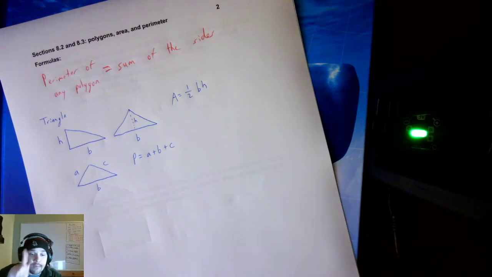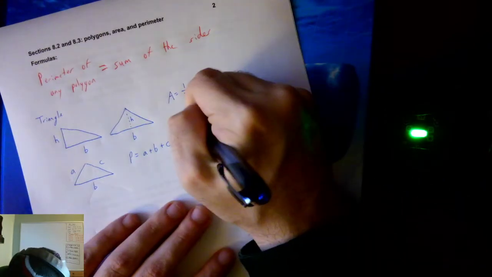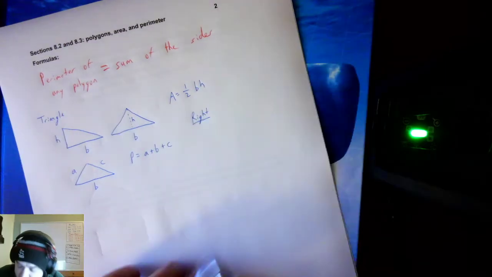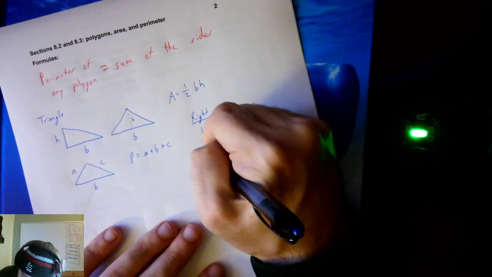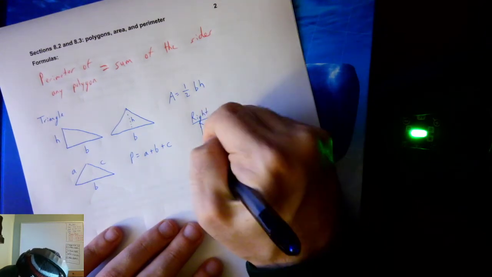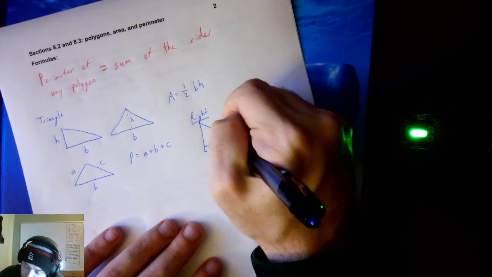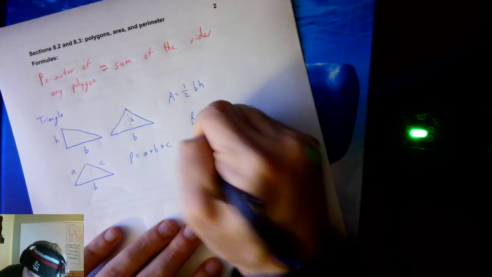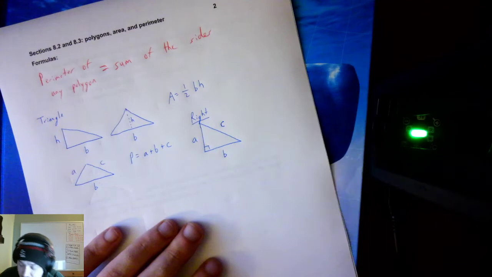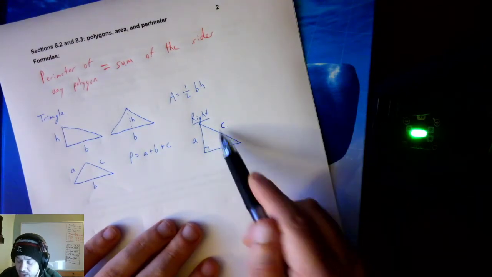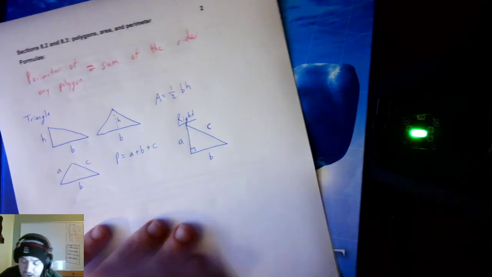Then we have one more triangle formula, and this is for a right triangle. It has to be a right triangle. It has to have a right angle. And we're going to put the letter C across from the right angle. And we'll put A and B here. You may have heard C called the hypotenuse. It's opposite the right angle. It has to be a right triangle.